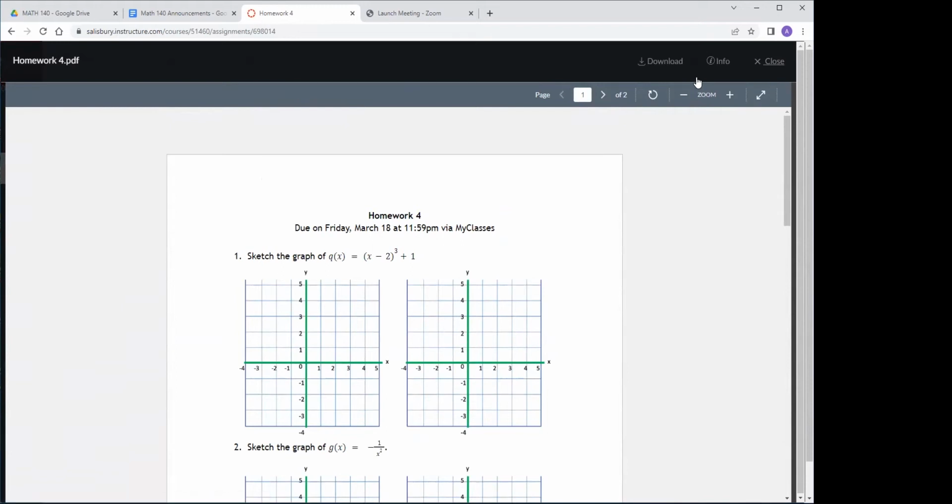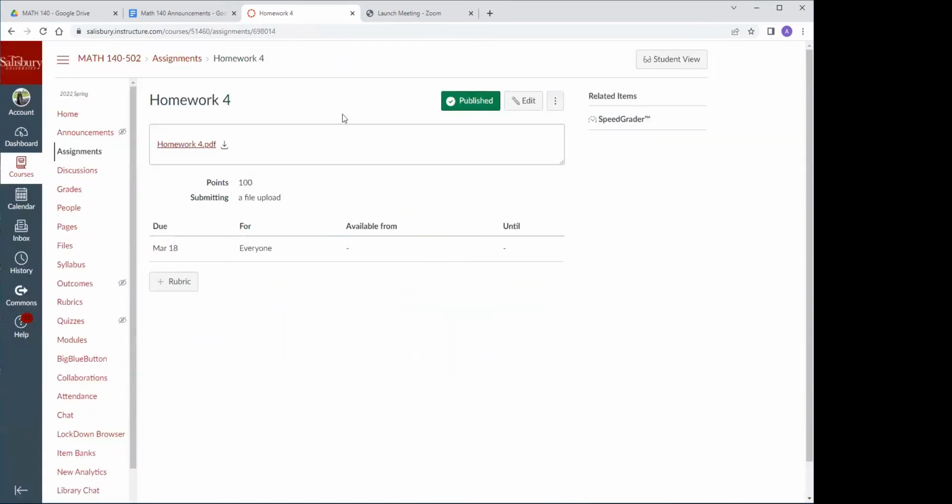You'll either do it on your iPad and turn it in on MyClasses, or take a picture of your graphs and send them to me on MyClasses. There's a little option for you to turn it in through there, okay?